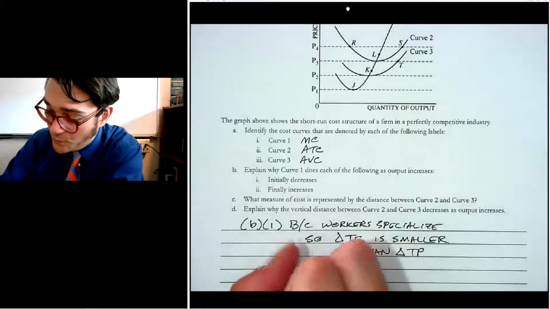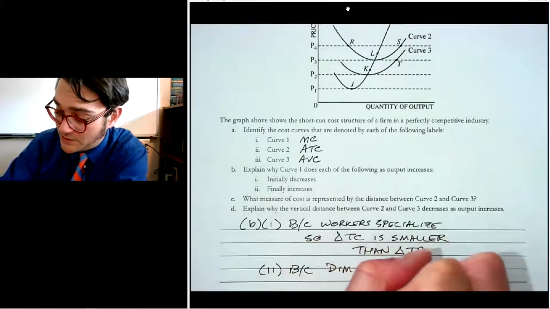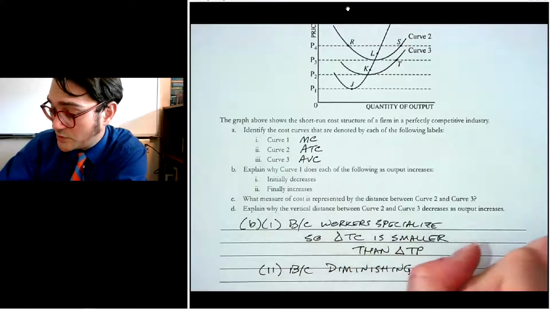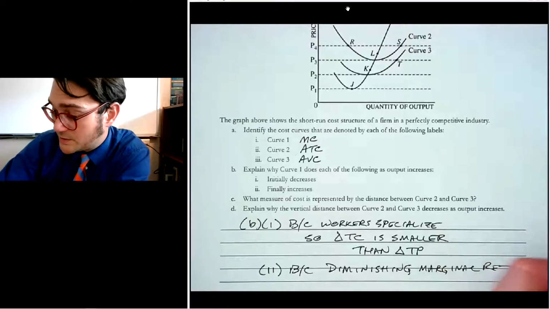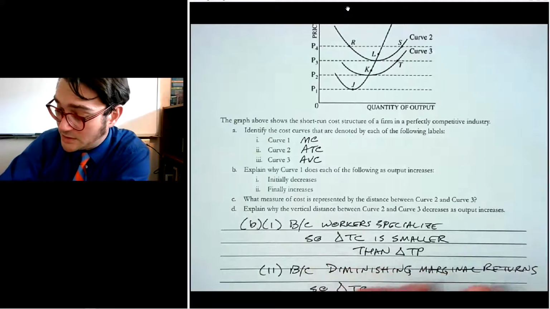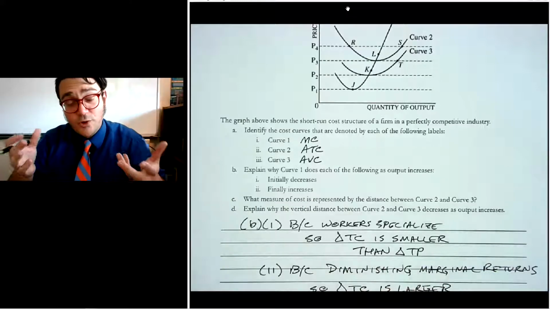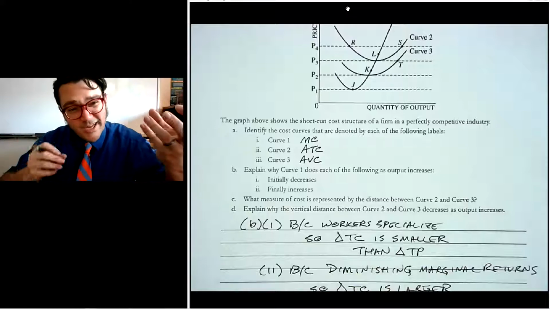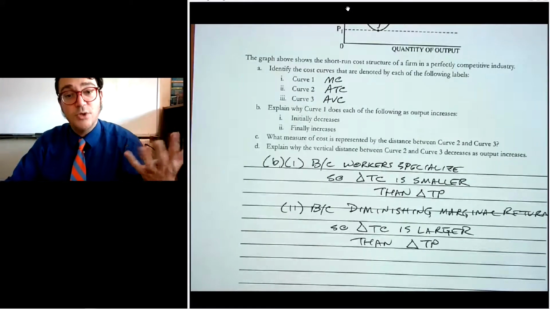Now for part 2, it's because of diminishing marginal returns. And that's the idea: the change in total cost is larger than the change in total product. That's because every time we add a worker, we add cost, but we're not getting quite as much total product. So that means the marginal cost value starts to get larger and larger and larger.